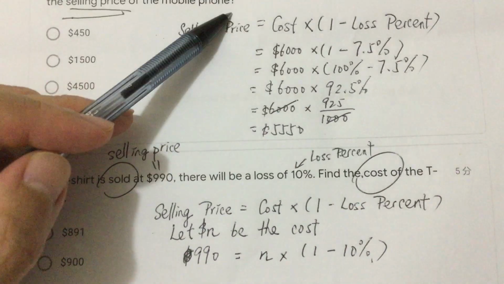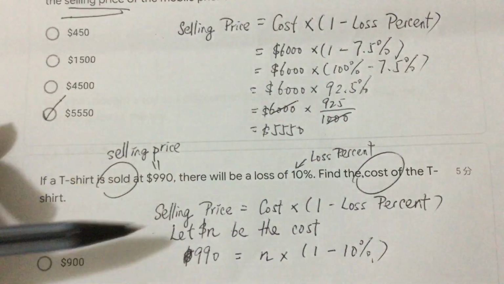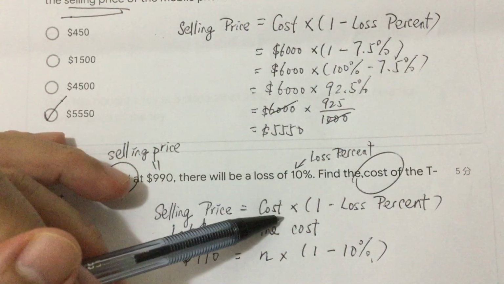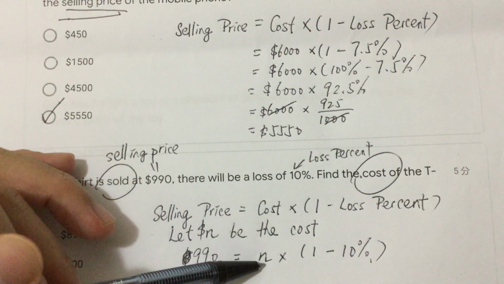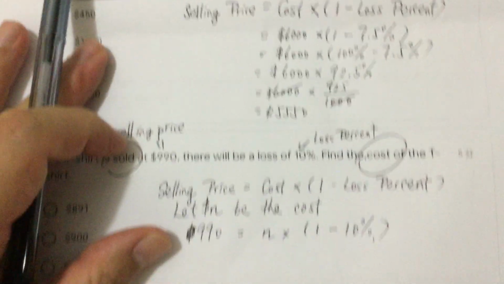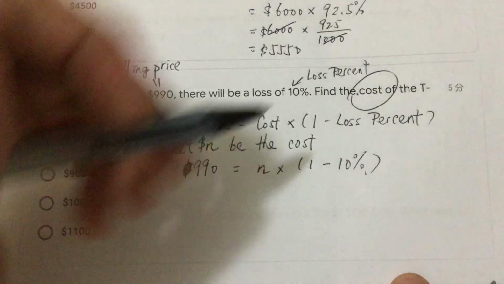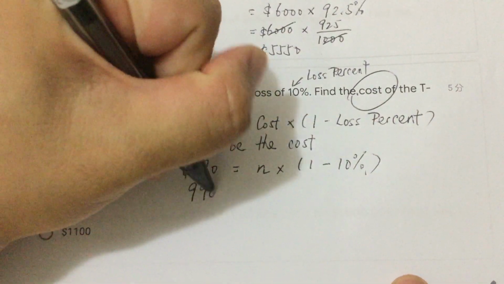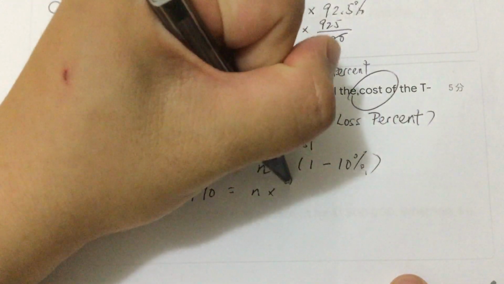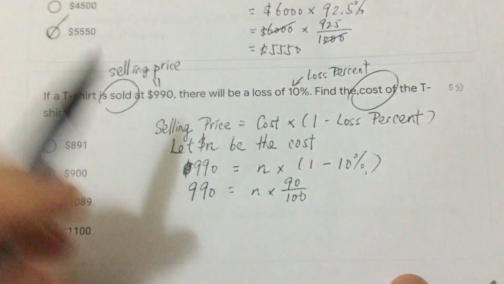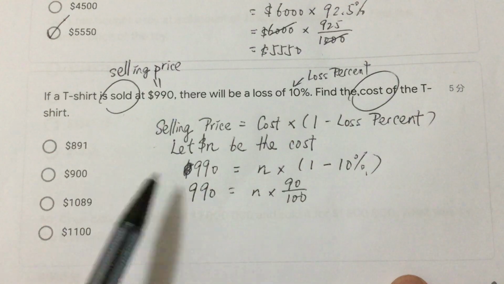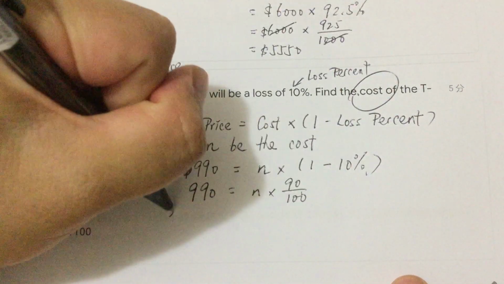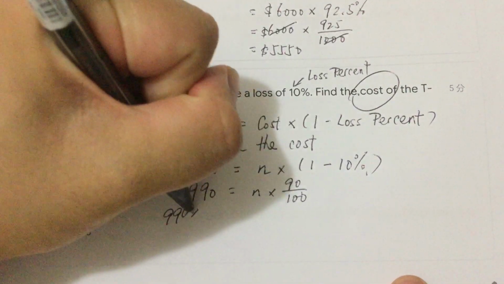But for finding selling price, we do not need to set any unknown. But for this, we are going to find the cost. That means we must find something on the right hand side, so we let n be the unknown. And then we do the calculation. This is 90%, n times 90 over 100. That means this one is the 90%. We times 100 over 90. Okay, so we got this one.